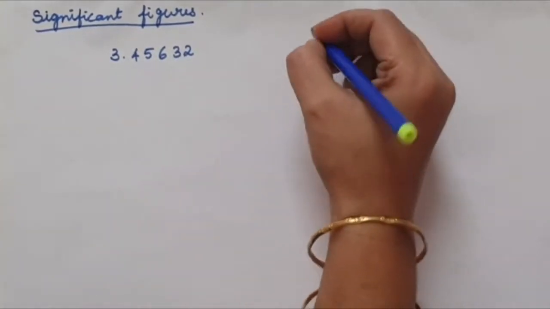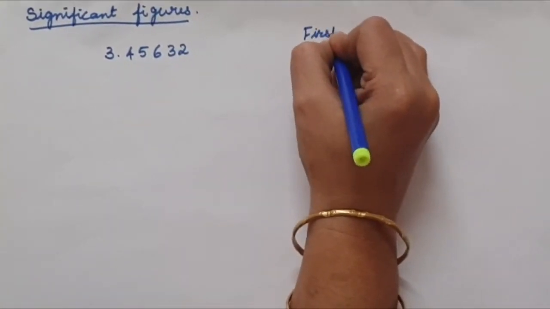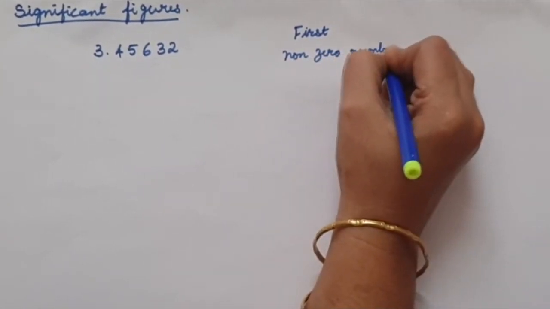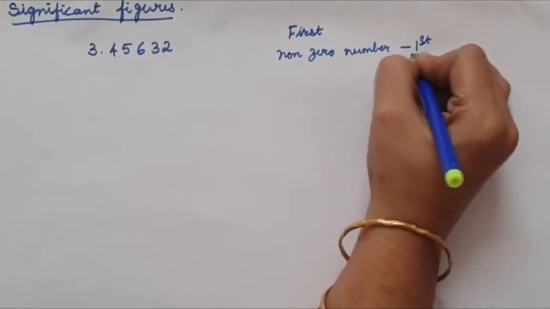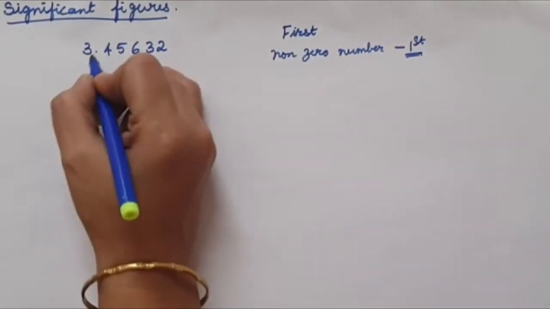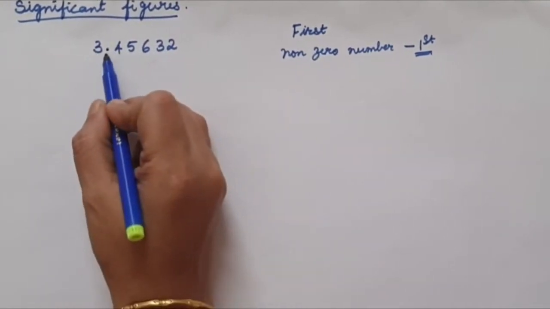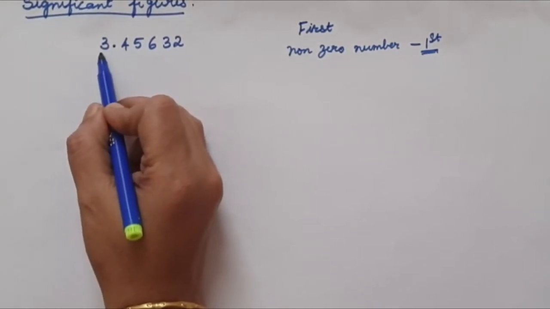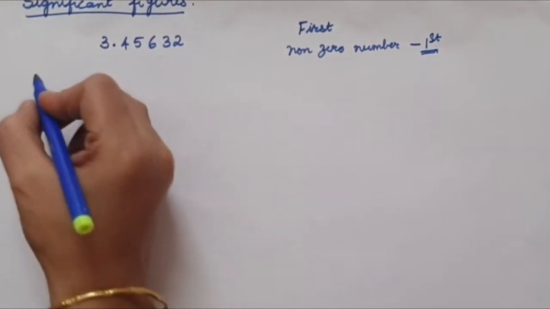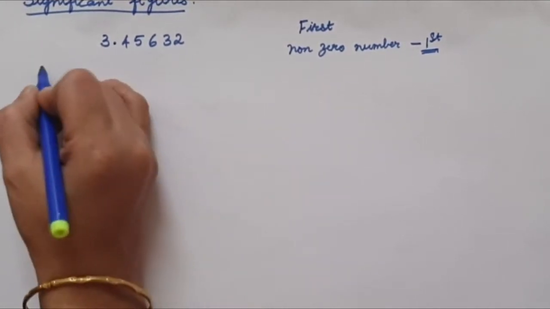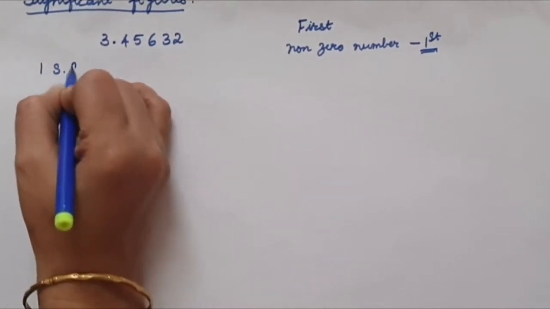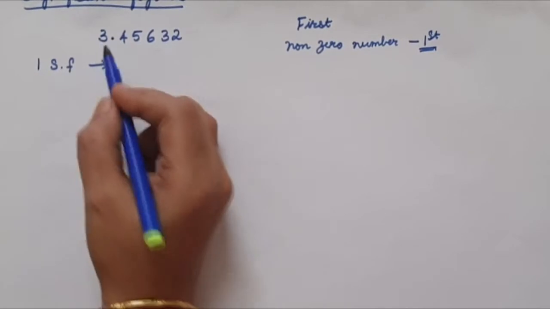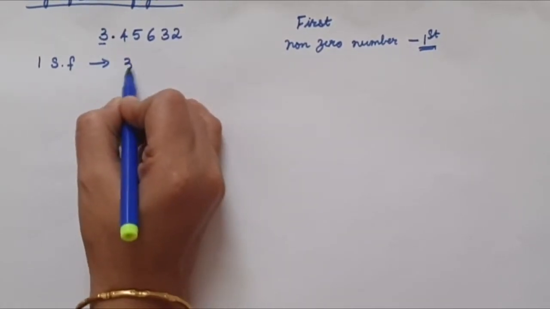The second concept is significant figures. The first significant figure is nothing but the first non-zero number. If you are given the number 3.45632, which is our first non-zero number? 3 is our first non-zero number, so that is our first significant figure. If we are rounding our number to one significant figure, this is our first number, so it will be only 3.